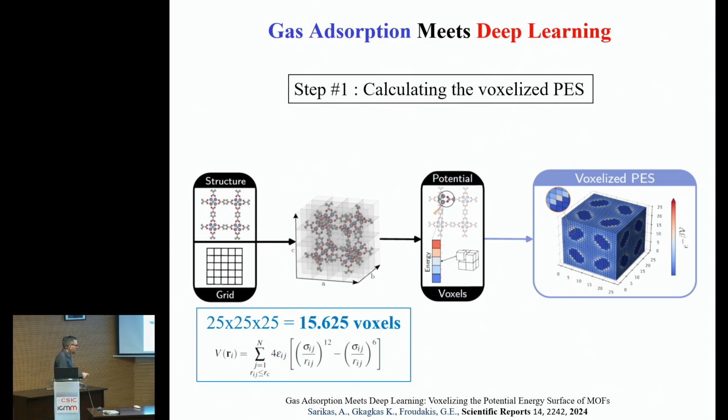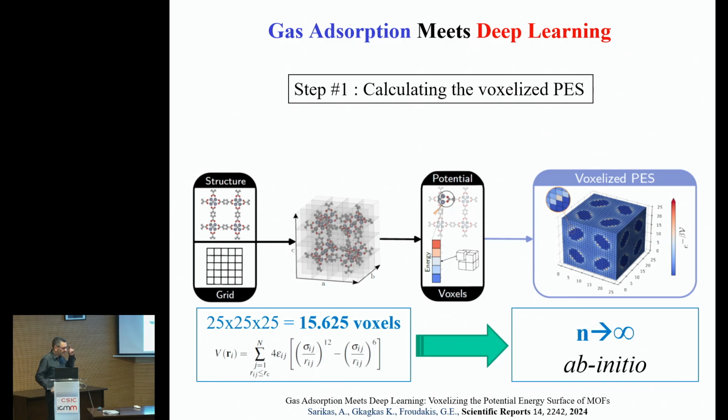In our case, we use a 25 by 25 by 25 grid for our material, and to be fast, we use the Lennard-Jones classical potential to calculate the interaction and get this potential energy surface. But within the accuracy limit, you can make the dimensions as much as you want, and you can also use ab initio methods to calculate the interaction.